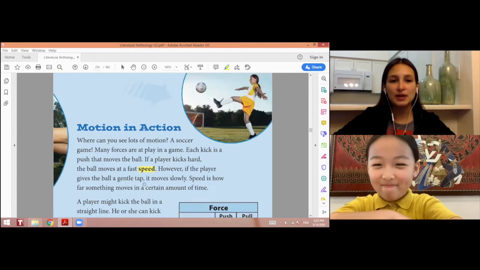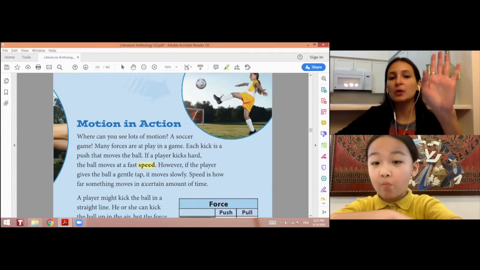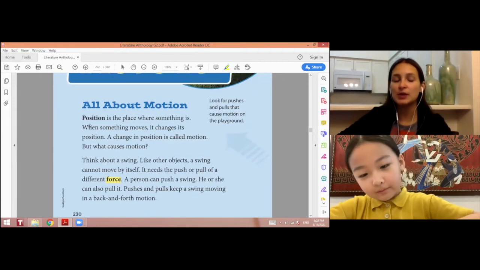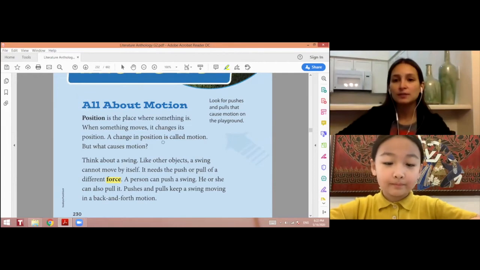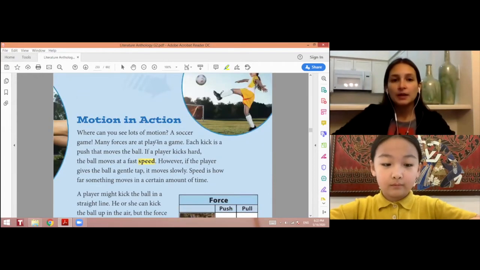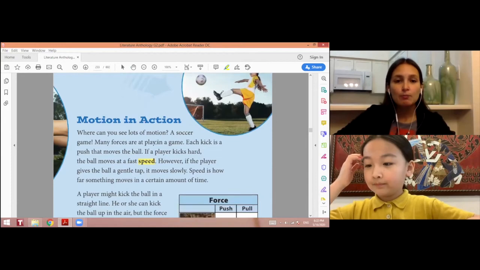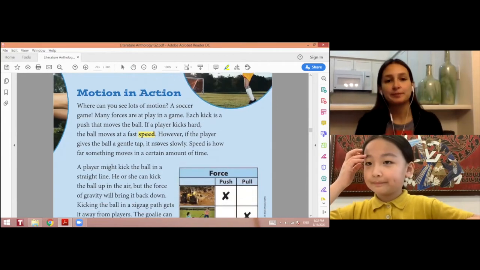Okay, so next page. Do you have any questions, Lolita, on any of these 3 vocabulary words? Nope. Okay. So now let's go to motion in action.